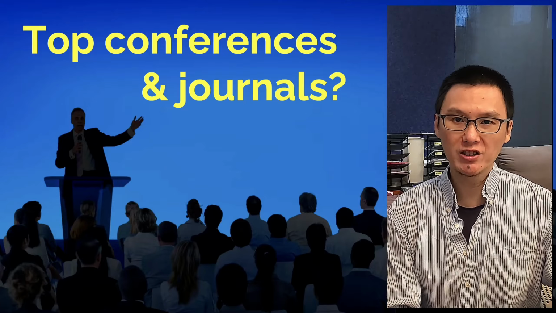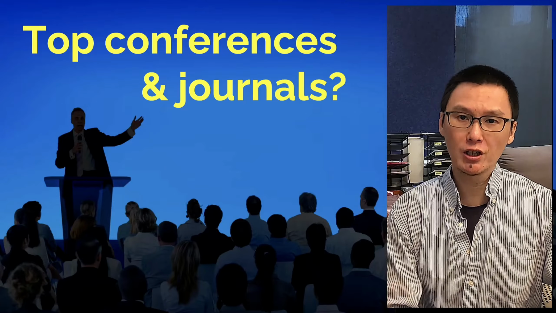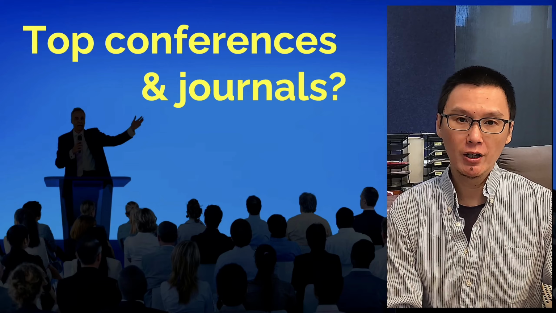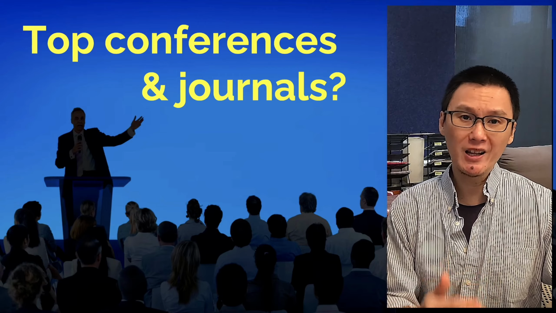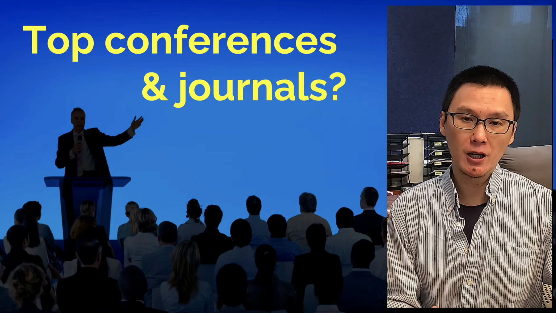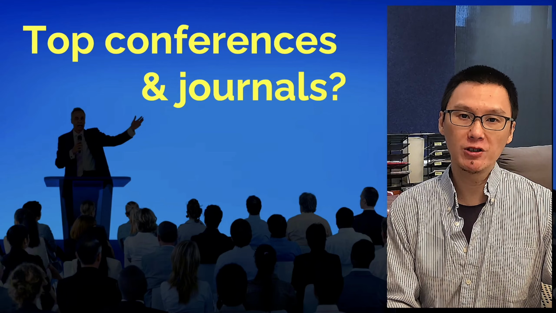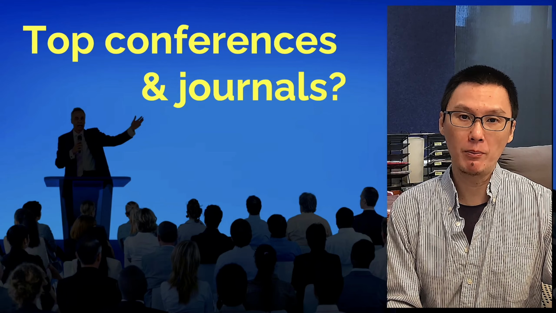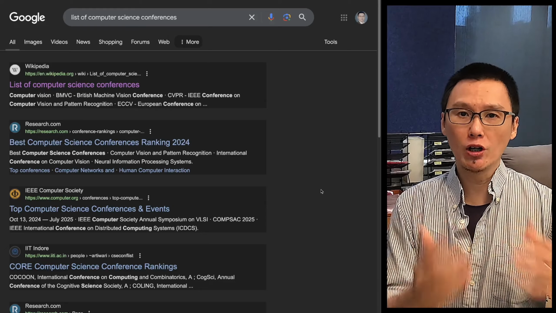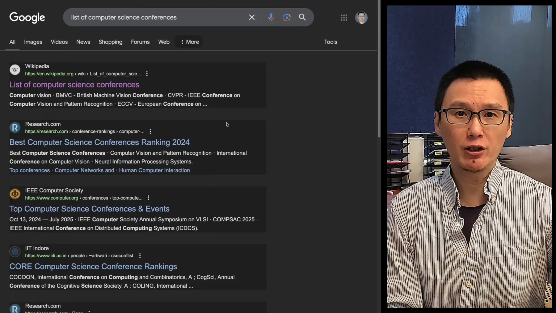Hey everyone, today we discuss top conferences and journals in computer science and related areas. So to be a good researcher, we need to read a lot of papers and publications. The question is, from which conferences or journals should we read the papers from? You could ask Google, Bing, or ChatGPT for sure, and they'll tell you the answer.